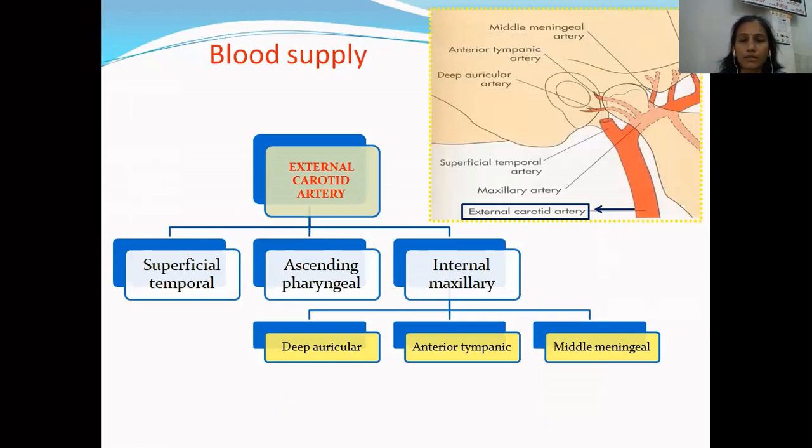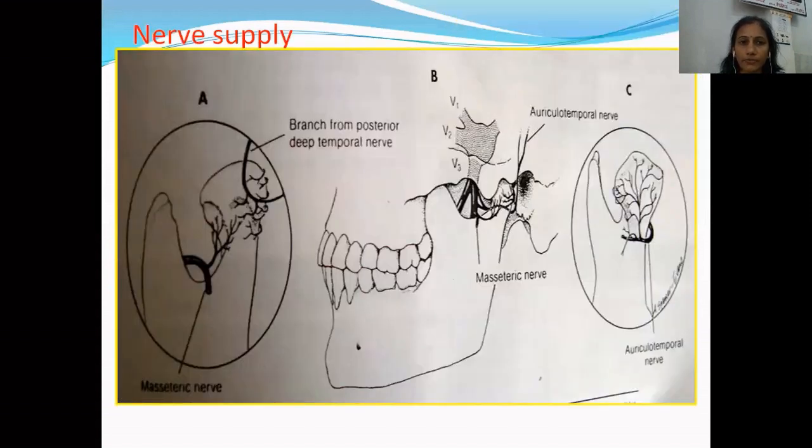So coming to the blood supply, the temporomandibular joint is mainly supplied by the external carotid artery, which is a branch of the common carotid artery, which is further divided into superficial temporal, ascending pharyngeal and internal maxillary. The internal maxillary is the main artery which supplies the TMJ, which is further divided into deep auricular, anterior tympanic and middle meningeal. The nerve supply is mainly provided by two nerves.